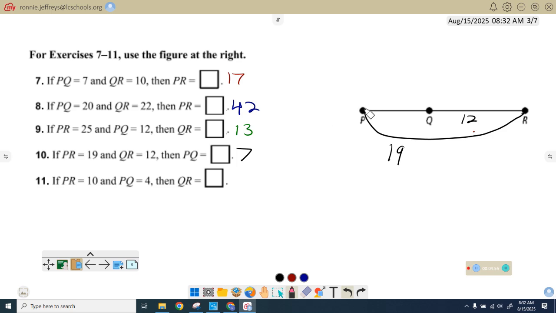Now, PR is 10. PQ is 4, so this has to be 6.